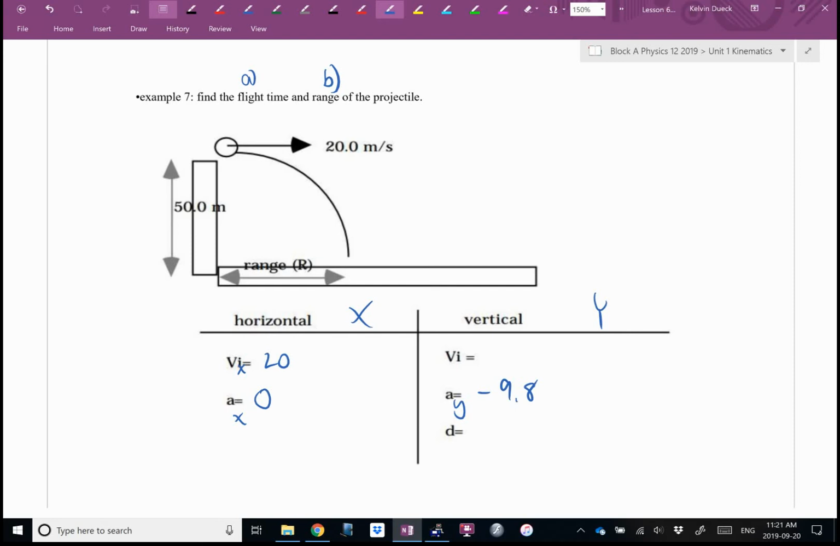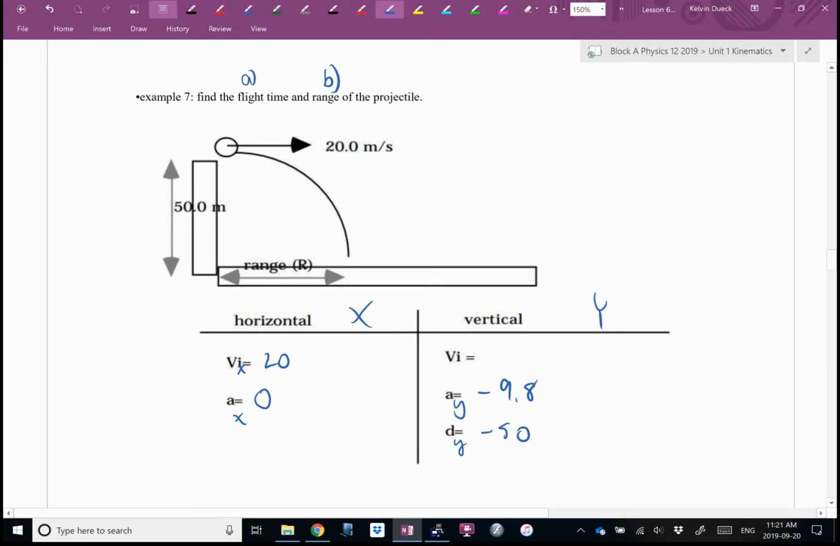Jagger, what other number do you see on this picture? Vertical or horizontal? What is it? So what am I going to write here? I'm going to write dy equals, don't say 50 because you're wrong. Because we're ending up below from where we started.